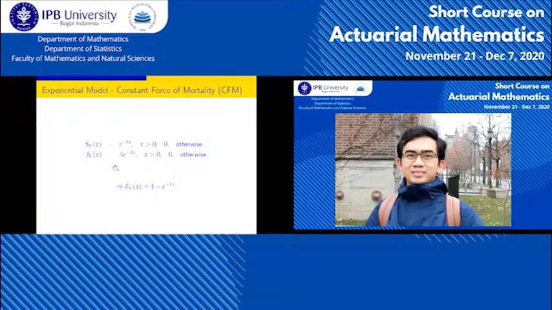For the cumulative distribution function, capital F sub 0 of x, we can get this expression from the probability density function by using the integral from 0 to x of the PDF, which is equal to the integral from 0 to x of lambda e to the negative lambda s ds, which is equal to lambda times the integral from 0 to x of the exponential of negative lambda s ds.